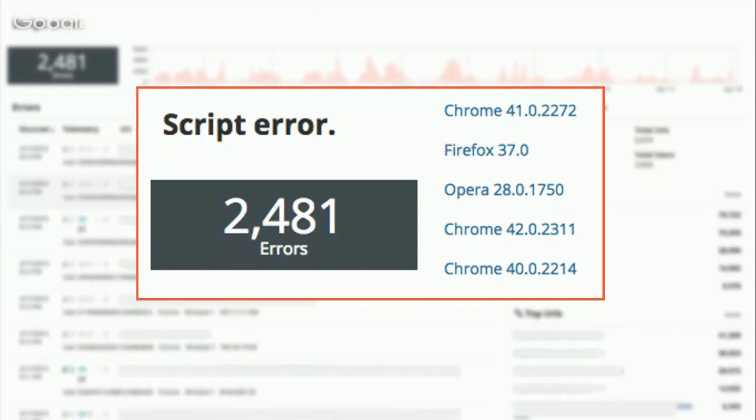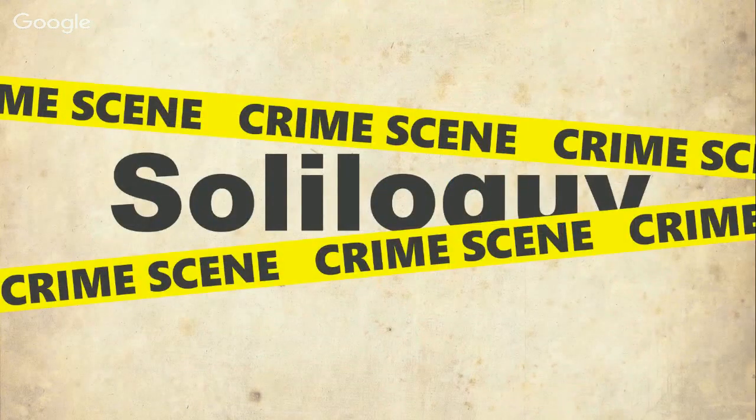So I just launched Soliloquy, and already I have 2,400 script errors coming in across all of these different browsers, all these fairly modern browsers that I would expect to be able to give me better information than just script error. That doesn't tell me anything. I don't have a stack trace. I don't know what went wrong.